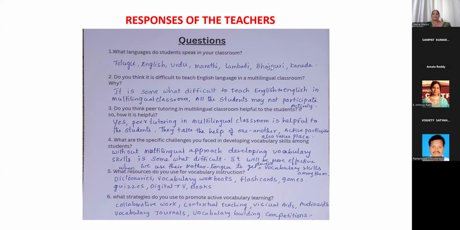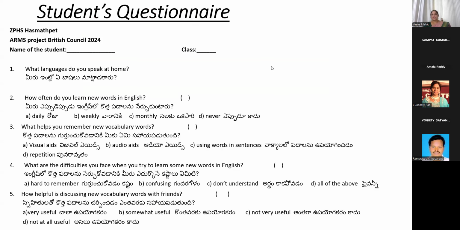I prepared the students' questionnaire also. I gave a simple questionnaire. It was a multilingual questionnaire, in Telugu as well as in English. I chose multiple choice questions. All the students wrote nicely. If the students faced any difficulty, they came to me and asked the meaning of the question, so for some students I helped.